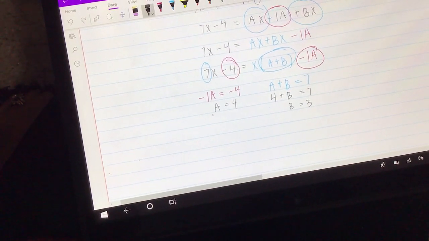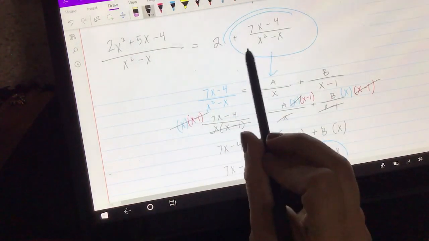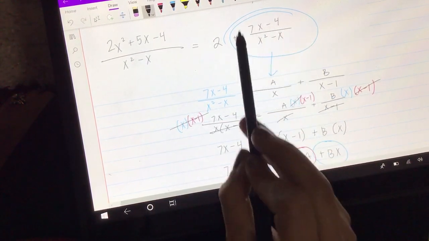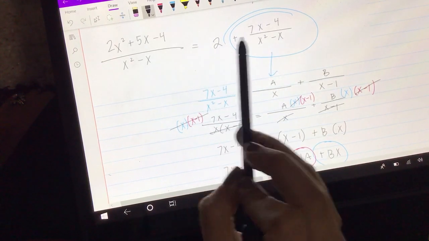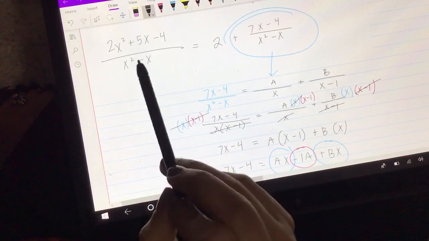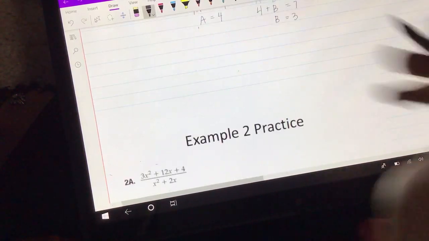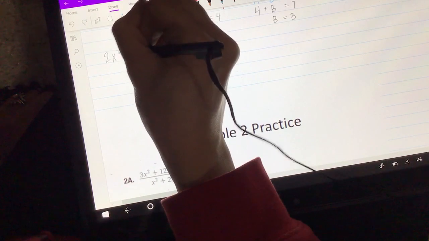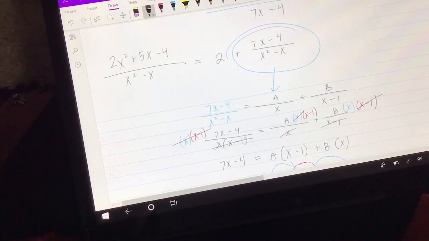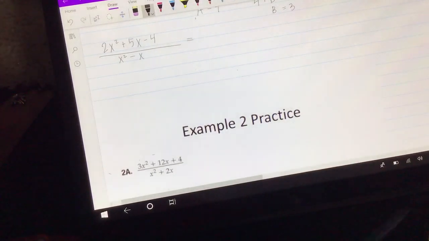Once I know my values for a and b, I can go back up to the beginning and fill in my a and b, but don't forget that that was only this rational expression. You still have the 2 plus in front of that, and this was our actual original question, so we need to write that down. So we have 2x squared plus 5x minus 4 over x squared minus x. And here's our partial fraction decomposition.